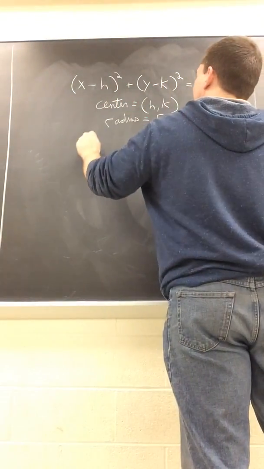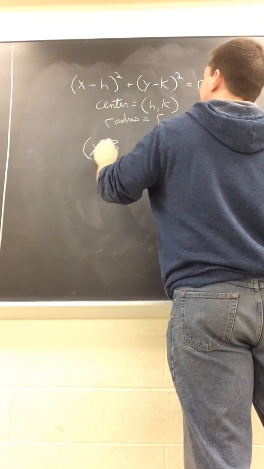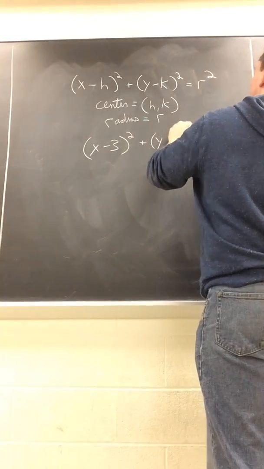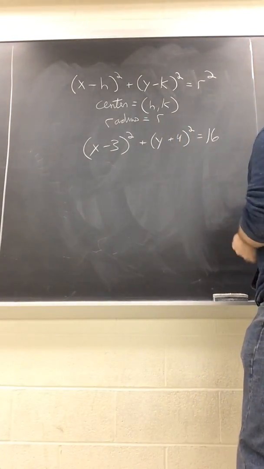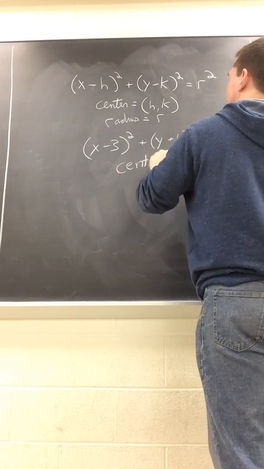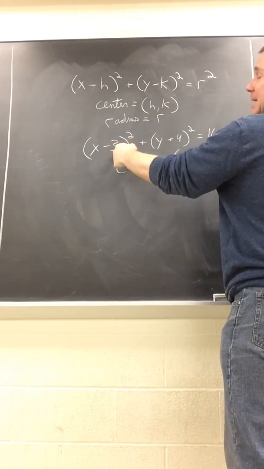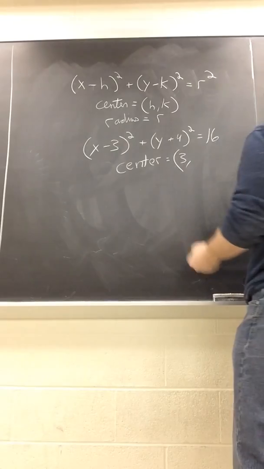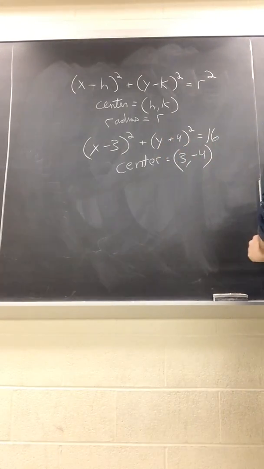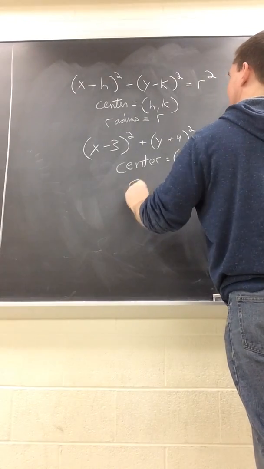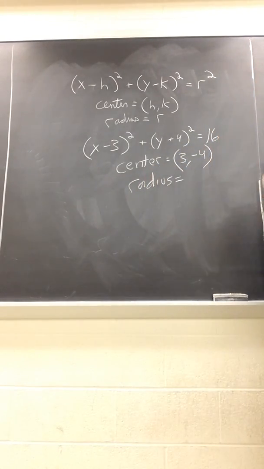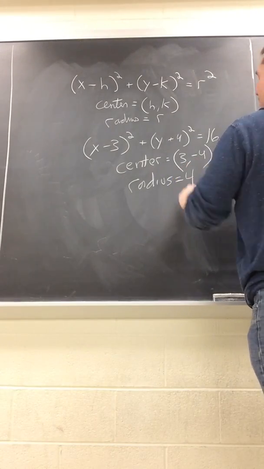So as an example, if we have (x minus 3) squared plus (y plus 4) squared equals 16, the center would be at the point, that's x minus 3, flip the sign, it's positive 3. That's y plus 4, flip the sign, it's negative 4. There's my center. The radius, take that constant and square root it. Square root of 16 is 4.